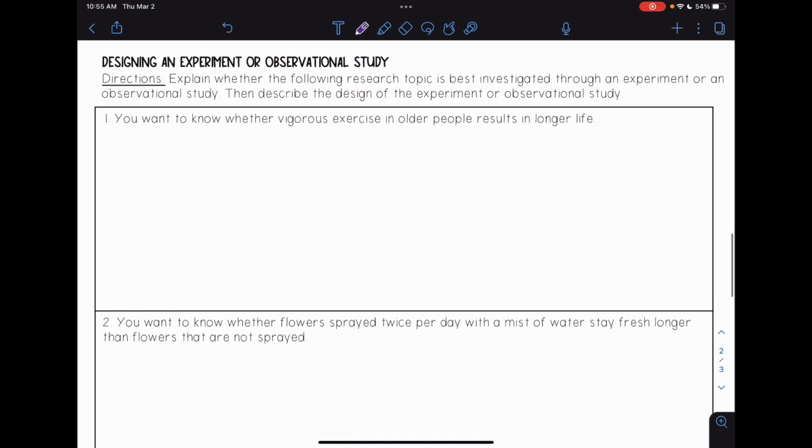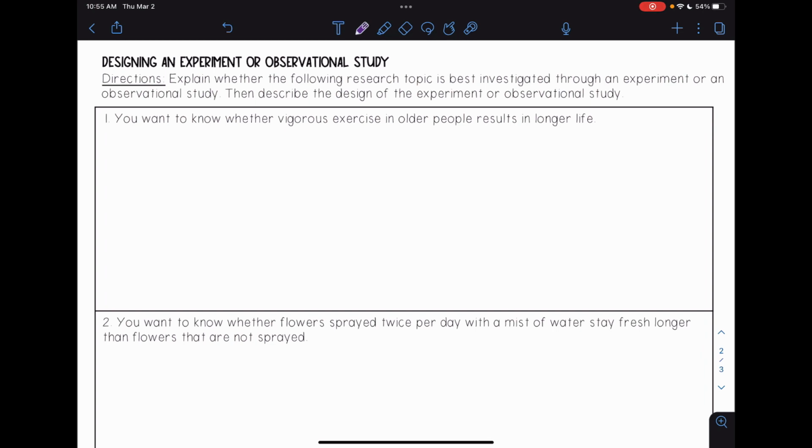So let's look at some examples of designing an experiment or observational study. So here we're going to explain whether the following research topic is best investigated through an experiment or an observational study. Then describe the design of the experiment or observational study. So a lot of this can be kind of what you think when you get to the homework assignment, as long as it makes sense. When you pick either one, you'll probably get it right.